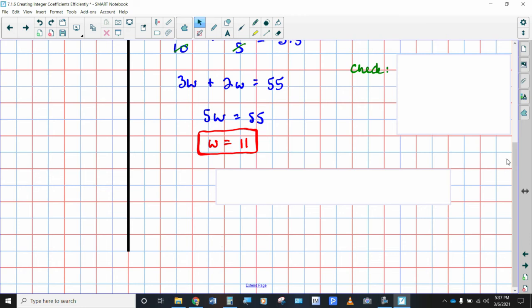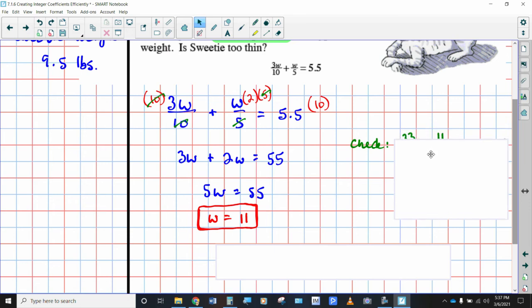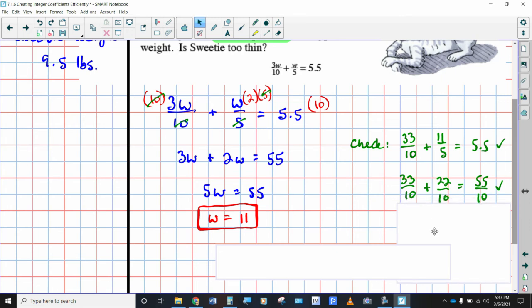All right, now let's make sure that that is the correct solution. Let's take our original equation and plug in our 11s. 3 times 11 is 33. I did a little shortcut there. 11 over 5 is equal to 5.5. I'm going to change this, so it's 22 over 10, so we can add those together, and you get 55 over 10. 55 tenths is the same as 5 and 5 tenths.